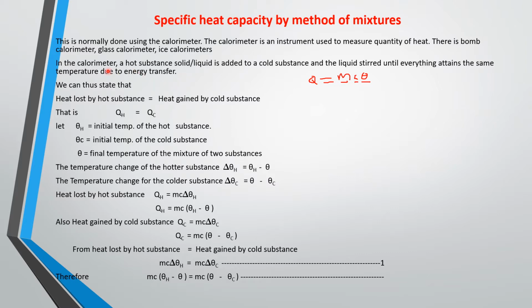Is that okay? So a hot substance, solid or liquid, is added to a cool substance, and the liquid stirred until everything attains the same temperature due to energy transfer. Now, when you have done this, you can make this statement that the heat lost by the hot substance is equal to the heat gained by the cool substance. If we neglect energy loss to the surrounding, this is a statement that holds.